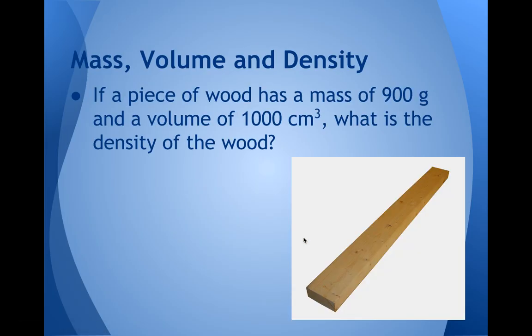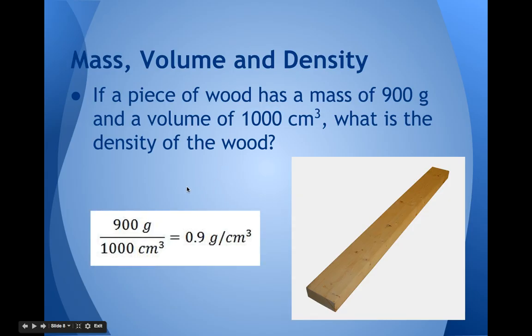Okay, so let's do some practice here. If a piece of wood has a mass of 900 grams and a volume of 1,000 centimeters cubed, what is the density of the wood? Now remember, to find density, it's mass divided by volume. So I look for what my mass is, divided by what the volume is, and my answer is going to be labeled as grams per centimeter cubed.